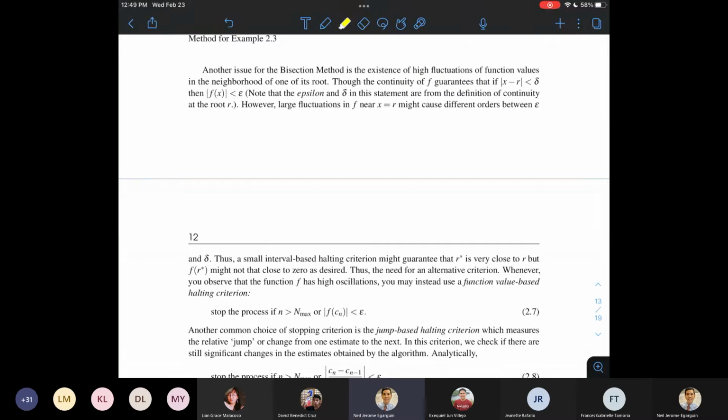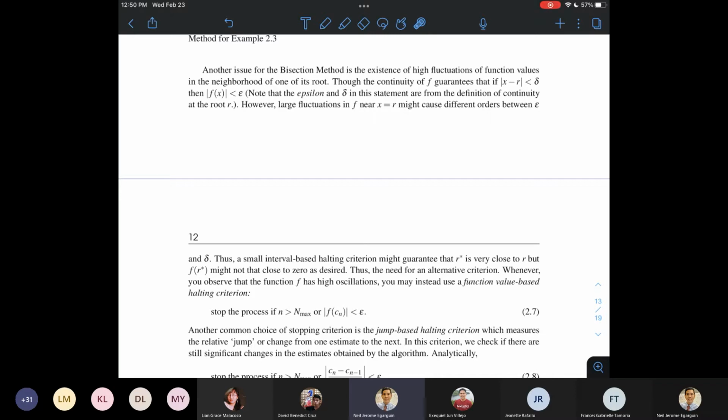Yun yung nagiging problema, right? So kahit continuous yung function, di ba sa epsilon-delta definition ng isang function, kapag continuous yung function, given any epsilon greater than 0, making x close enough to r, within delta units, then we can guarantee that the function value of f is close to the function value of r, right? So for any epsilon greater than 0. Pero yun nga, pagka merong fast oscillation, sudden drop in value or sudden increase in value yung function f, kahit na maliit yung distance between the x values, posibleng magkalayo by some order yung function values nila. Kahit continuous pa yung function natin. So that's why the interval-based stopping criterion is not always the best choice, okay, for the bisection method.